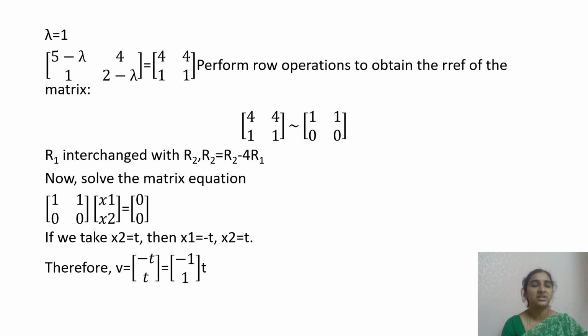Now let us find the eigenvector for the eigenvalue lambda is equal to 1. Consider the matrix 5 minus lambda, 4, 1, 2 minus lambda. Put lambda is equal to 1, resulting in the matrix 4, 4, 1 and 1. Perform row operations to obtain the row reduced echelon form of the matrix, resulting in the matrix 1, 1, 0, 0. On interchanging R1 and R2 and performing row operations, R2 is equal to R2 minus 4R1. Now solve the matrix equation, that is 1, 1, 0, 0 into the column matrix x1, x2 which is equal to the column matrix 0 and 0. If we take x2 is equal to t, then x1 is equal to minus t.